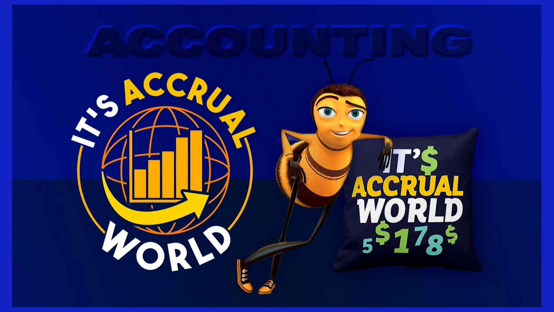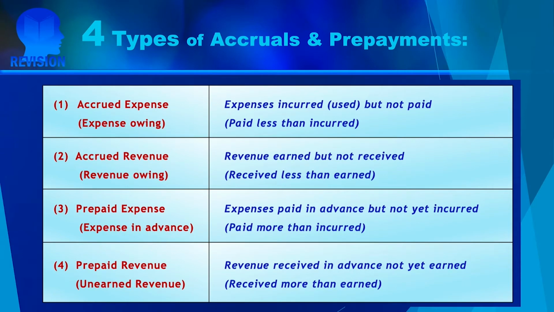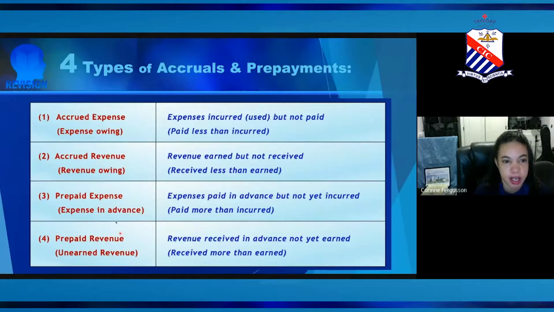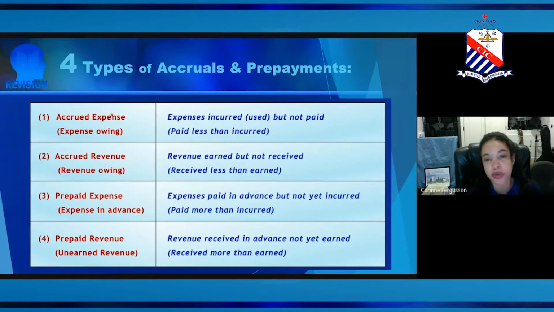If you remember from last week, we had 4 types of accruals and prepayments. We had the accrued expense, accrued revenue, prepaid expense, and prepaid revenue. The accruals was when the amount paid or received was less than the amount incurred or earned. Remember, we were supposed to compare 2 things. If they didn't tell you what was accrued or what was prepaid, what was owing or what was paid in advance, then you had to compare the 2 figures, which would have been the amount paid and incurred for expenses and the amount received and earned for revenue.